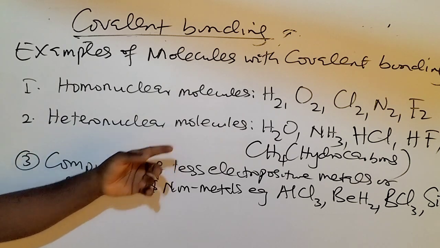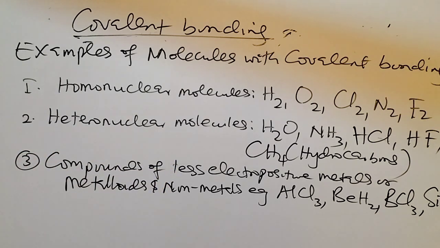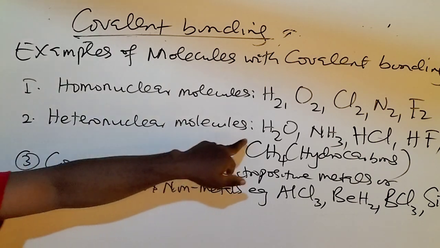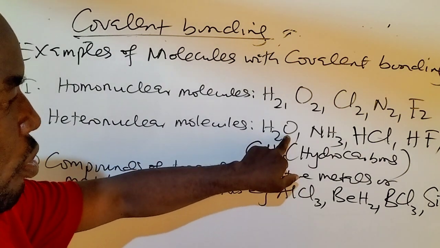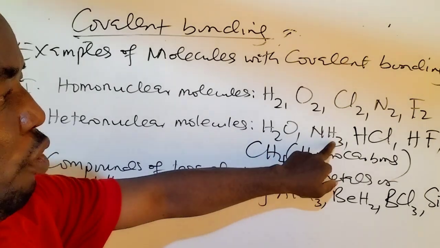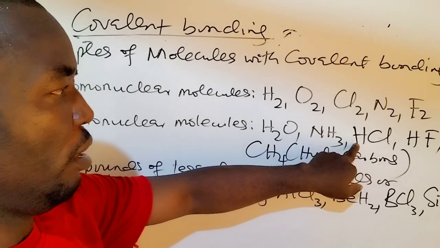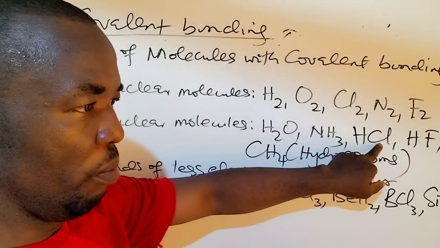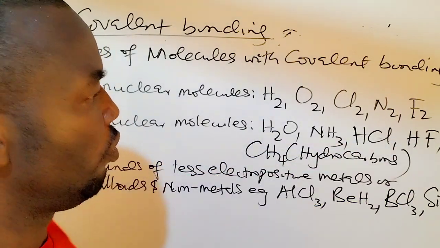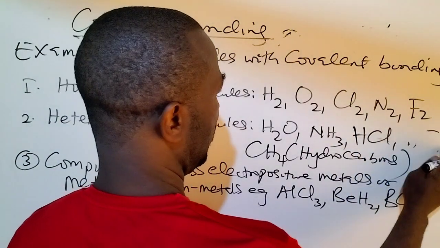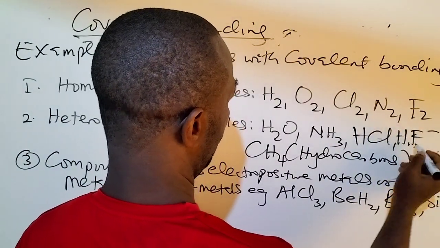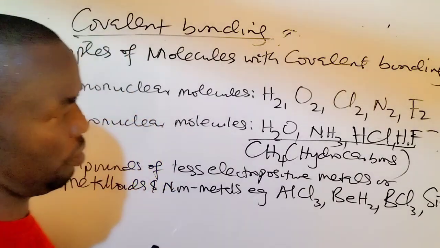Heteronuclear molecules are molecules made up of different elements. We call them heteronuclear molecules. So you can see water, hydrogen and oxygen, the two are non-metals. Ammonia, NH3, nitrogen and hydrogen, even though they are different, they are non-metals. HCl, hydrogen and chlorine, the two are non-metals. HF, hydrogen fluoride, the two are also non-metals. They are heteronuclear because they contain non-metals.